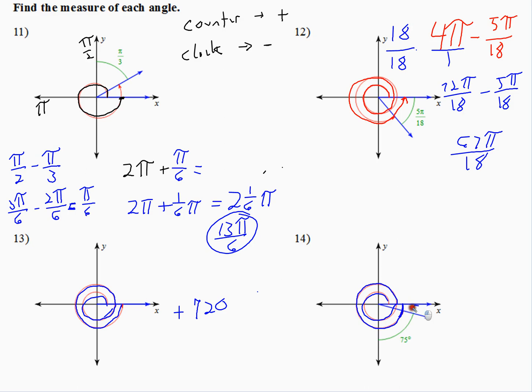Well, how much is this angle right here? Well, this is 75. The green is 75, the whole thing is 90. So this part right here is simply 15. And so we can think 1 full rotation is 360, 2 full rotations is 720, but we'll do 720 minus 15, which gives us 705 degrees.